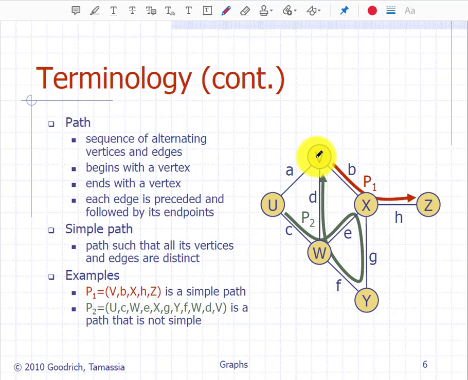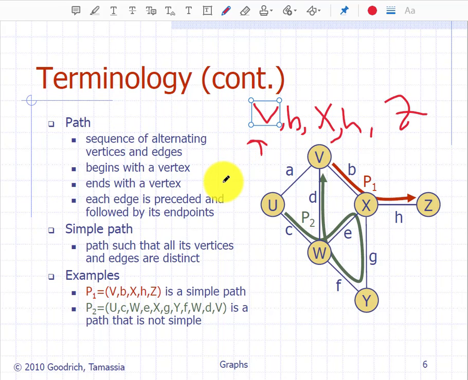Look at this path, P1. We start off with V, then we have B, then we have X, then we have H, then we have Z. Here's an example of a path. It begins with a vertex, and it ends with a vertex.